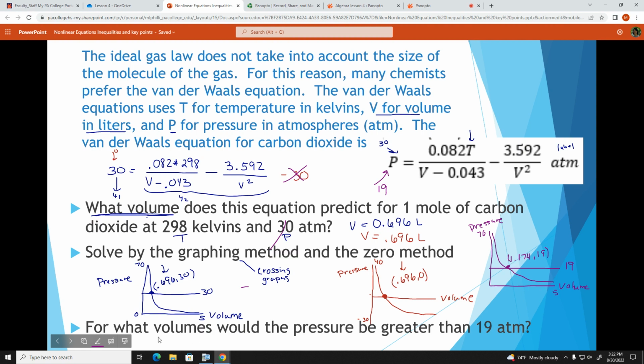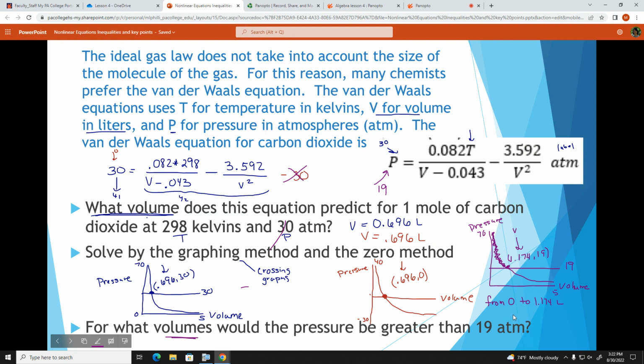So the question is for what volumes? So I'm caring about the volumes, the x value. Would the pressure be greater than 19? So I want to look at where the graph is, and the graph is the curve, not the straight line. Where is the curve bigger than 19? And so it's bigger than 19 here at the beginning. All this space is bigger than 19. It's above the line. So I'm going to give my answer as a range from 0 to 1.174 liters. So that's that section.